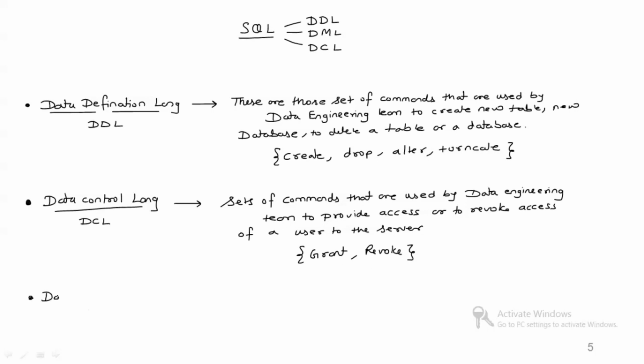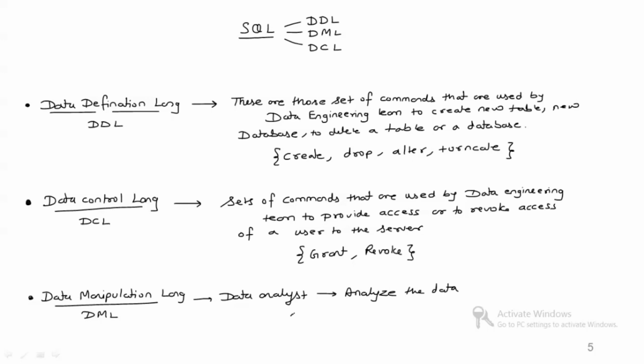Then we have data manipulation language, which is known as DML. Now this is something which is used by the data analyst. These are the set of commands which are used to analyze and manipulate the data, for example insert, update, delete, call, and so on. So these are the three segments of the SQL language with the specific kind of team who use it. We are going to focus on the DML set of commands so that we can understand how we can use SQL for data manipulation or data analysis.